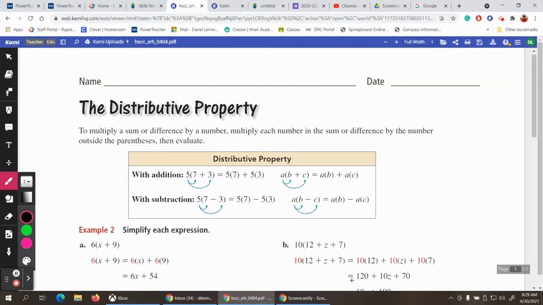Then you evaluate, right? So whenever it's addition, then the 5 gets distributed to the 7 and the 3. So it'd be 5 times 7, 5 times a positive 3. With subtraction, it'd be 5 times 7, 5 times a negative 3, right? And then, of course, one of the things they don't mention is that if the number being distributed is negative, then you multiply each term in the middle by a negative number.